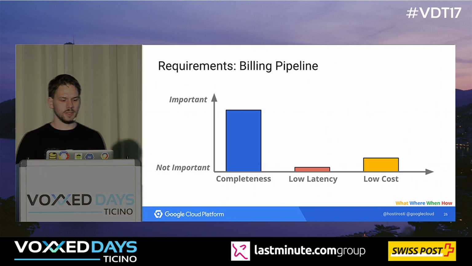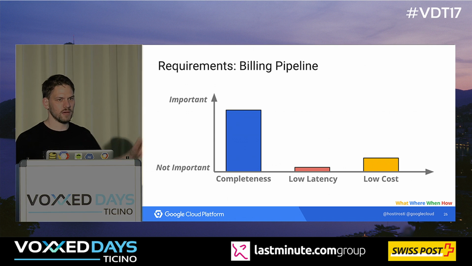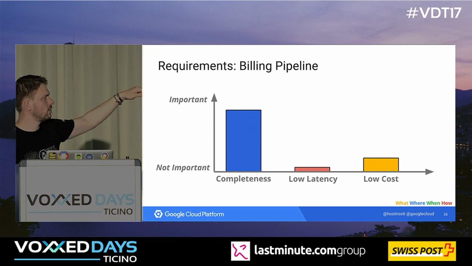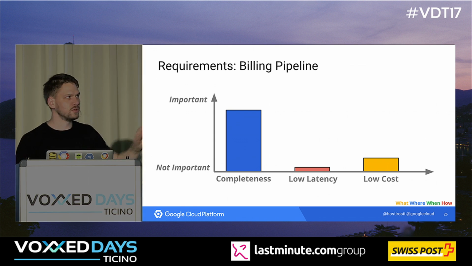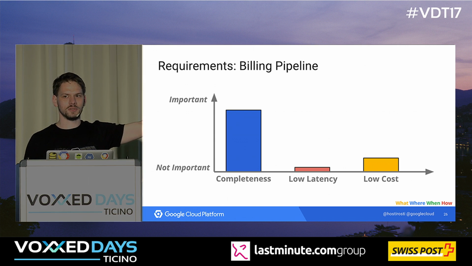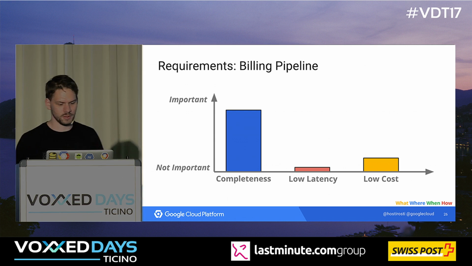So the first one is a billing pipeline. And I want to point out one thing here. We have a graph which shows from not important on the lower end of the y-axis to important on the higher end of the y-axis. Now, if you see in the middle the low latency bar, if that is low, it doesn't mean low latency. It actually means that low latency is not important. Trips up a lot of people, me as well in the beginning, so I want to point that out.